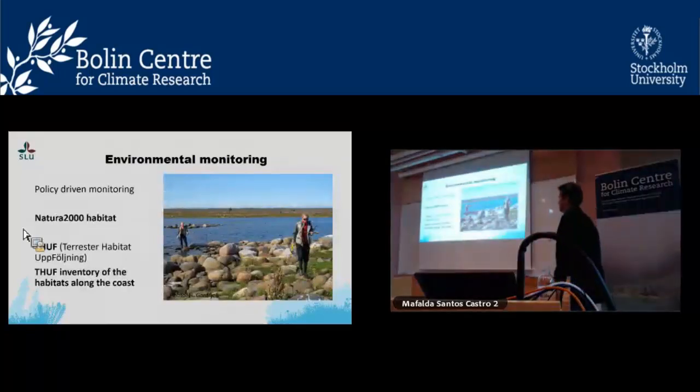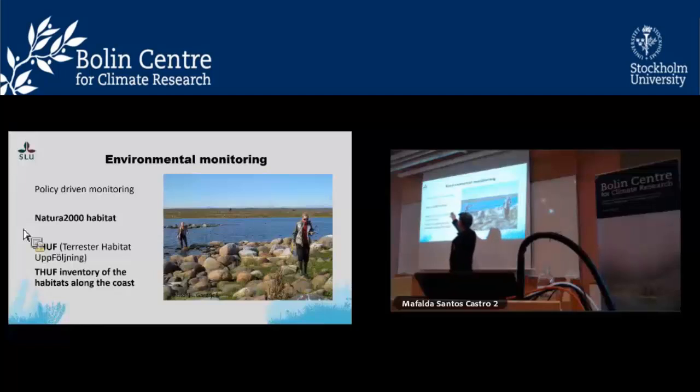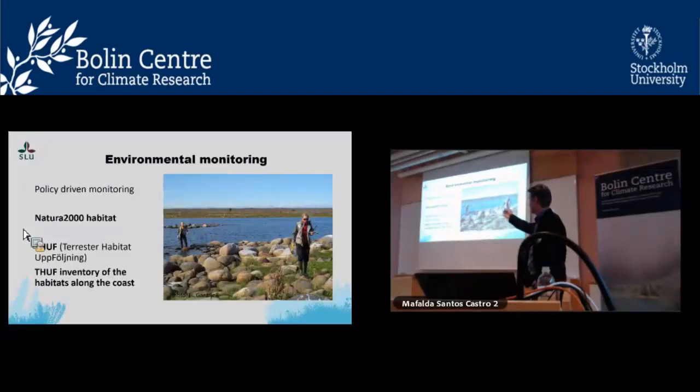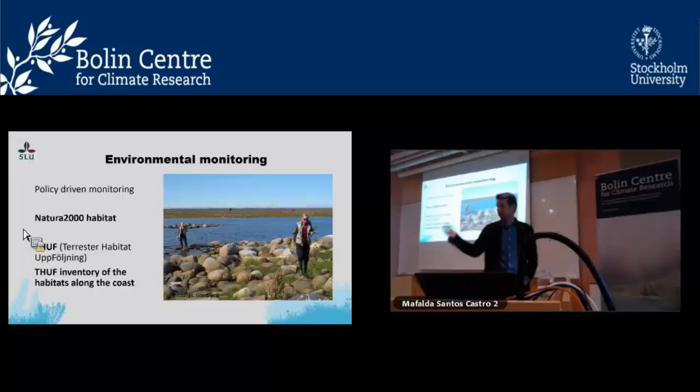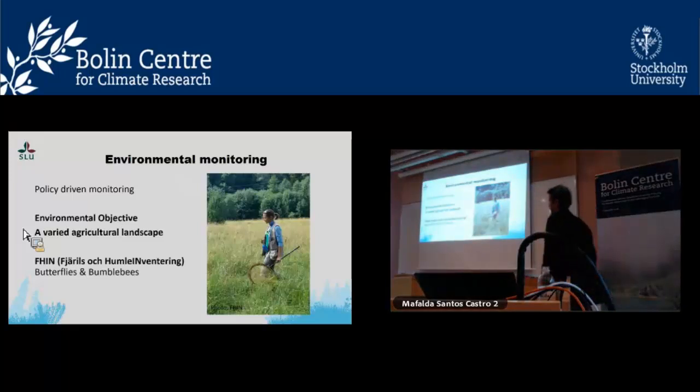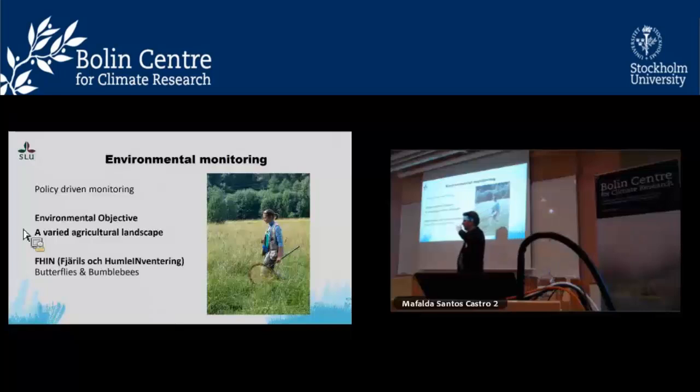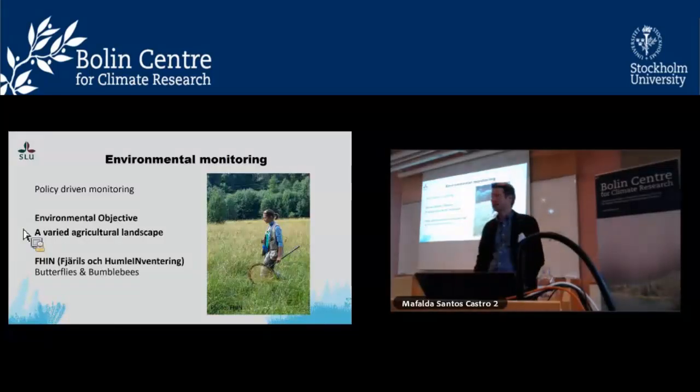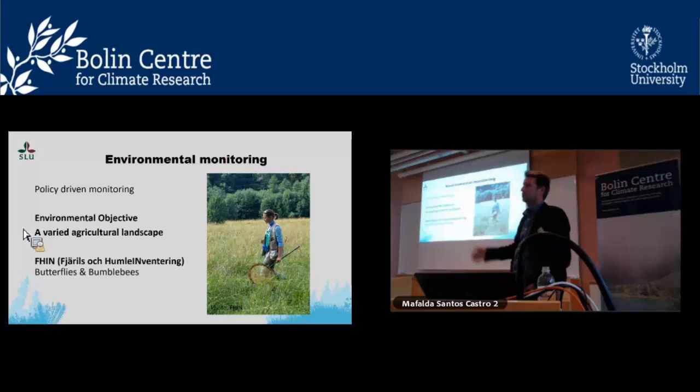Another one is we needed to gather data about Natura 2000 habitats, for example, for the species and habitat reporting. TUF, terrestrial habitat uppföljning, is one of these. They gather data from other inventories like the NFI and NILS, which I'm going to talk about, but they also have their own unique inventory along the coast, looking at the Natura 2000 habitats. Another one at our department is FIN, about butterflies and bumblebees, and it's related to the environmental objective, a varied agricultural landscape, and also policy driven.